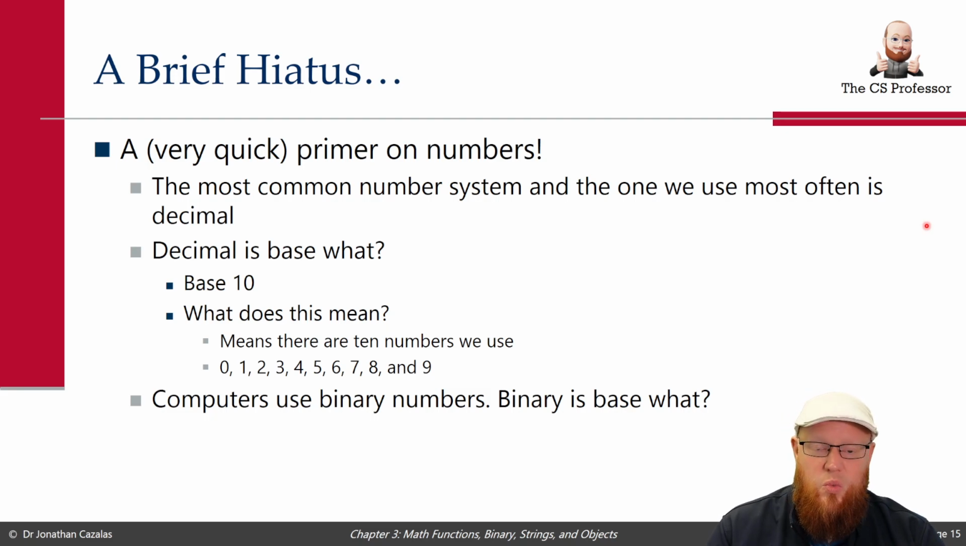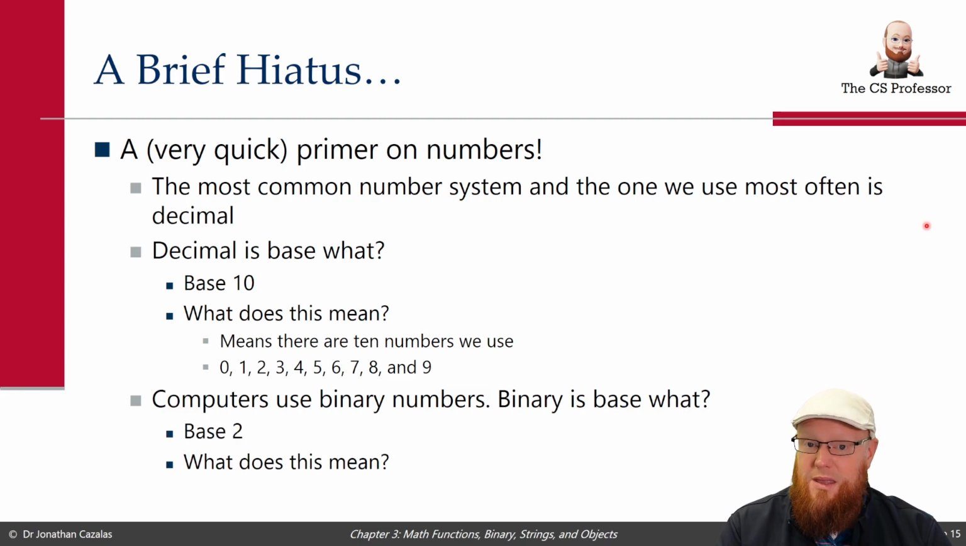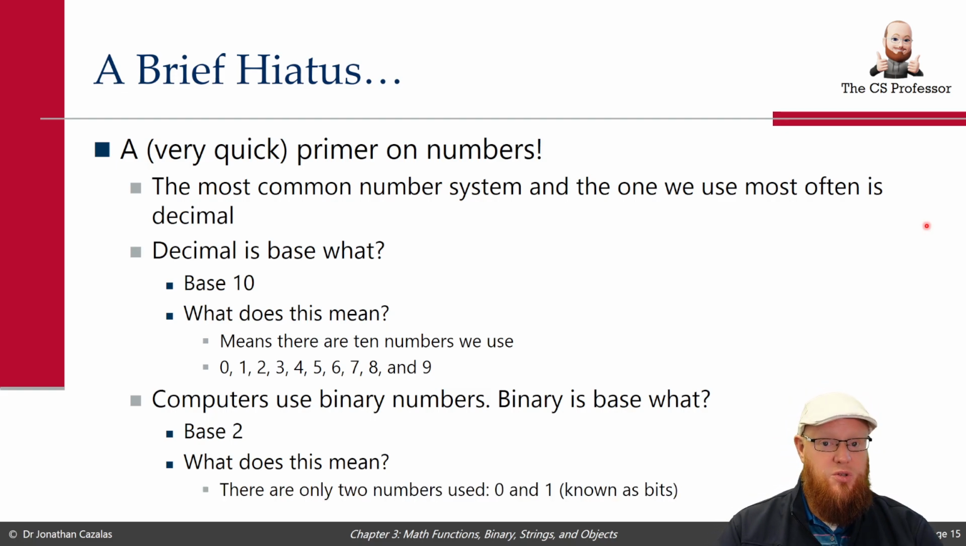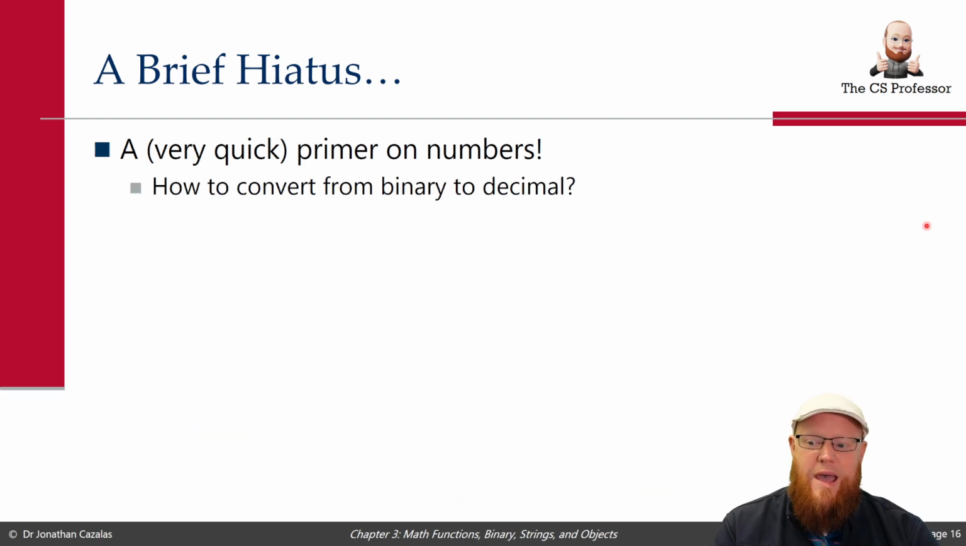Now computers, we use binary numbers. Binary is base what? It's base 2. What does that mean? That means there's only 2 counting numbers or 2 numbers from which to choose, 0 and 1. Now, why do we use binary for computers? Because computers ultimately only understand electrical signals, on and off, high and low electrical signals, which we traditionally represent as 1 in binary or 0 in binary, where 1 means on and 0 means off. So we have only those two digits, 0 and 1, which are known as bits.